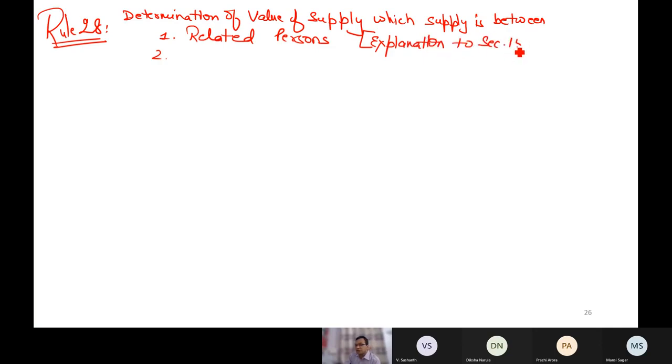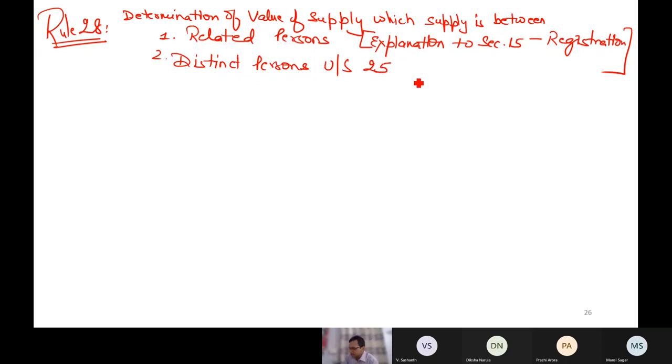I have already told you this in the topic of registration also, if you remember, who are related persons. Or between distinct persons under section 25. I have also told you this in the initial phases of GST, who are distinct persons under section 25. Now, when supply happens between these two, you cannot say that actual price payable is a genuine one, because these are related people. So you cannot apply 15.1. You have to take the help of 15.4 through rule 28.